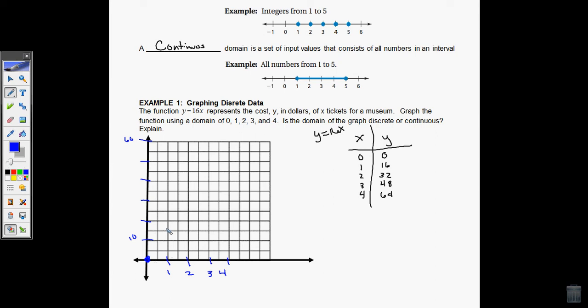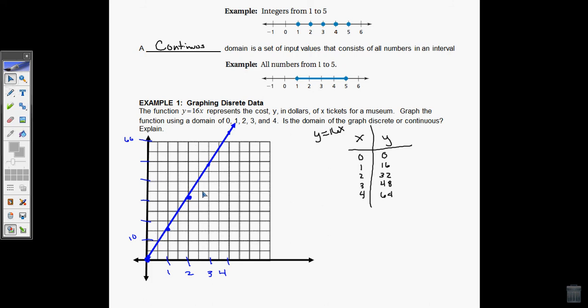I can do 1, 16, which is about right there. I can do 2 and 32, which is about right there. I can do 3 and 48, which will be almost at 50, but not quite. And 4, 64, a little bit off the charts. Now, the question is, when I go to graph this, should I put a line through? Should I consider all of these points that lie in between here? Is it appropriate for me to now say, I'm going to put this line through the whole thing, and I'm going to say, all of these points exist?